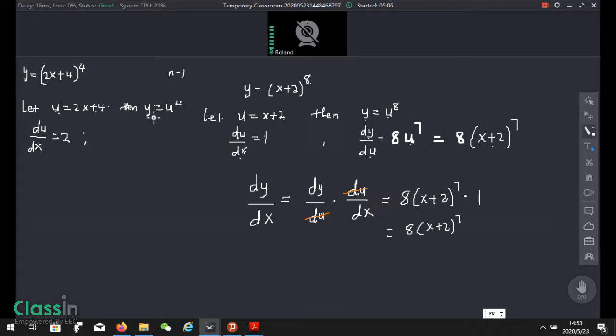Now we come here. y is a function of u. So we can differentiate y with respect to u, not dy/dx. After all, there is no x. If we differentiate y with respect to u, we have 4u to the power 3. But we know that u is 2x plus 4. So that is simply 4. In place of u, we can put 2x plus 4, and that is to the power 3.